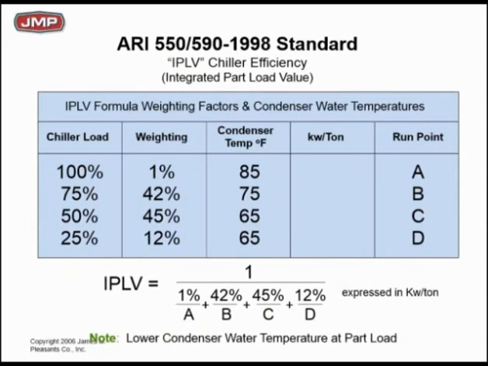The whole point I want to make to you is very simple. What percent of the time are they telling you you've got 100% load on your chiller? 1%. 75% load, 42%. See the weighting column? Half load, 45%, 25% load, 12%. What they're telling you is, why do we want to look at 100% load all the time when it's only 1% of the time? We need to average this out to get the real kW per ton.